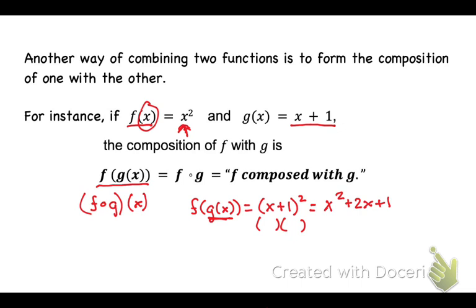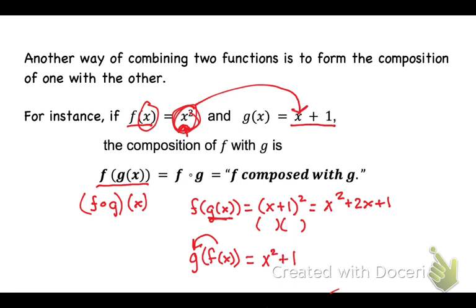So what if I asked you for G of F of X? So I'm putting F into what? G. So this is F. And I'm putting it in right there. So I would have X squared plus 1.